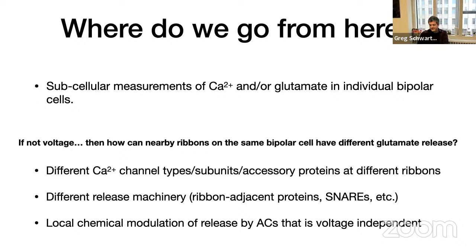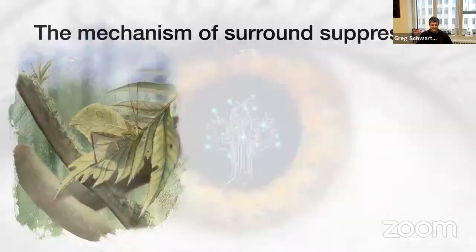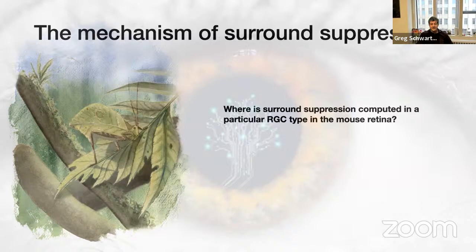And I'm arguing for a kind of paradigm shift in how we think about neuromodulation in the retina. The way neuromodulation is talked about is often very wide scale. Right, these cells release dopamine. It does something to whole circuits and changes at a slow scale the whole state of light adaptation or something. I'm not saying it doesn't do that, but what if it also modifies locally the release properties of individual release sites at dyads? So in conclusion, I asked the question, where is surround suppression computed in this particular ganglion cell type in the mouse retina?